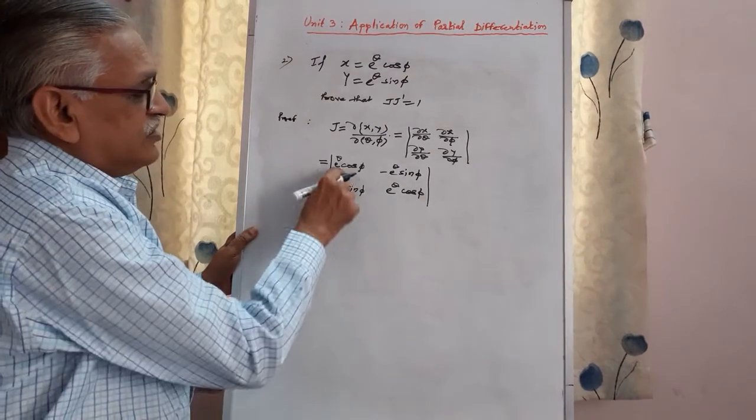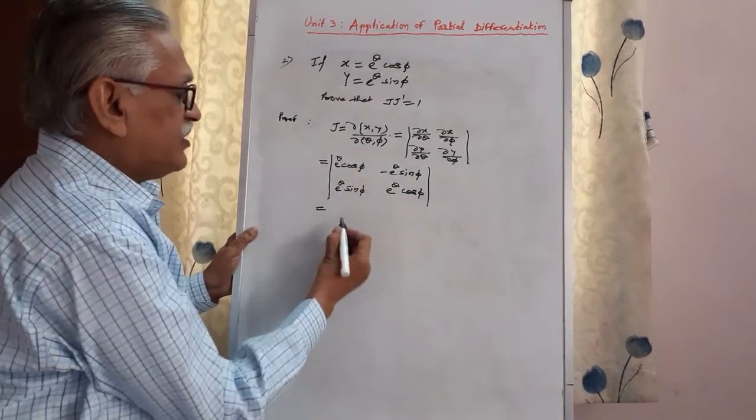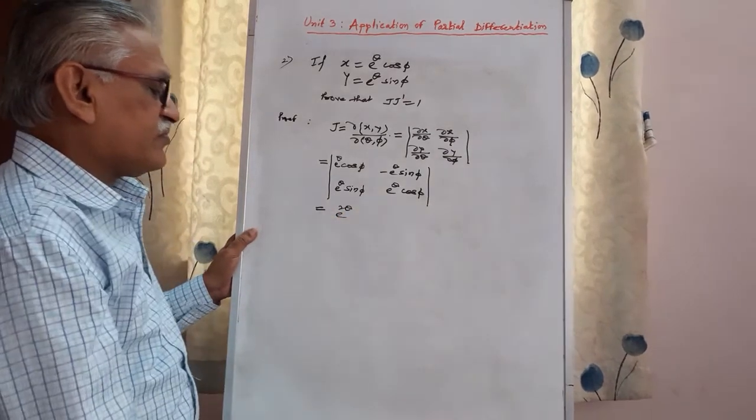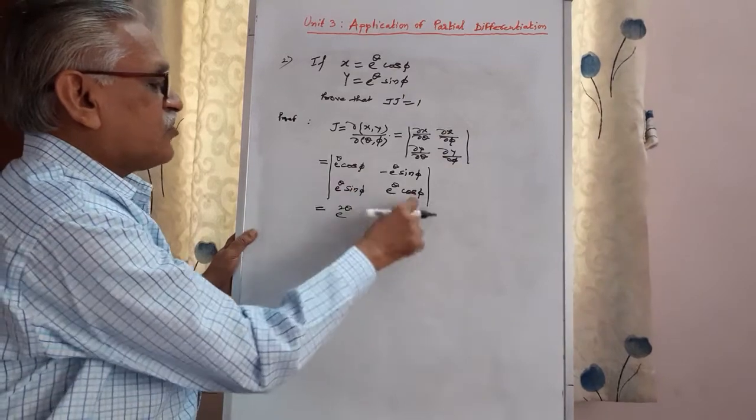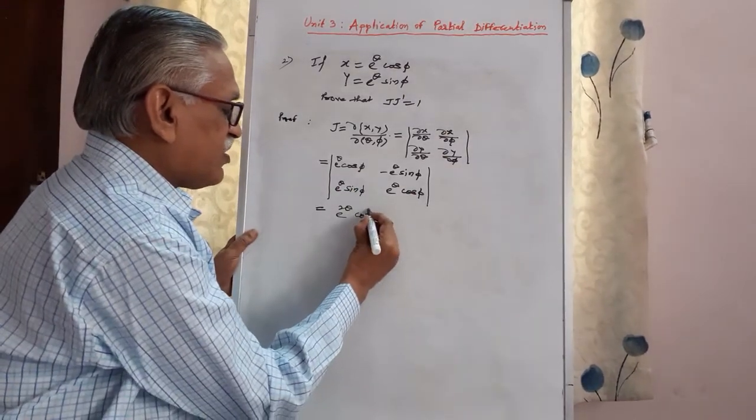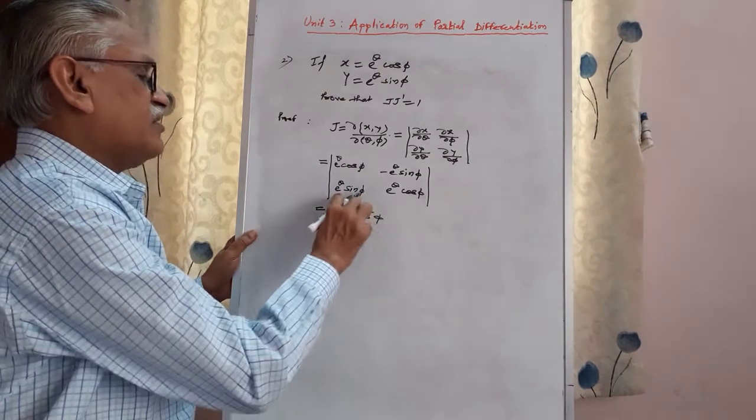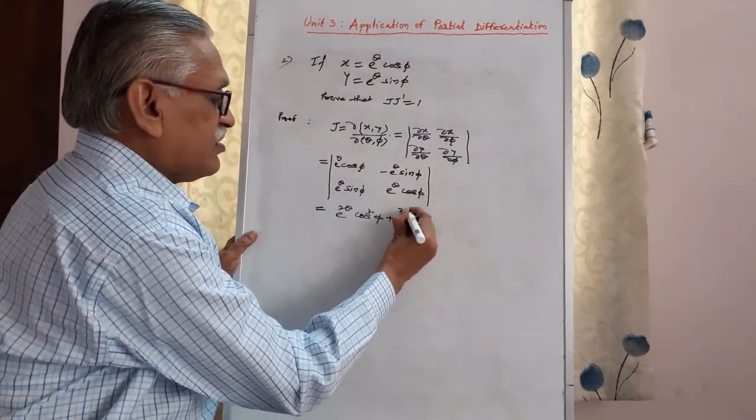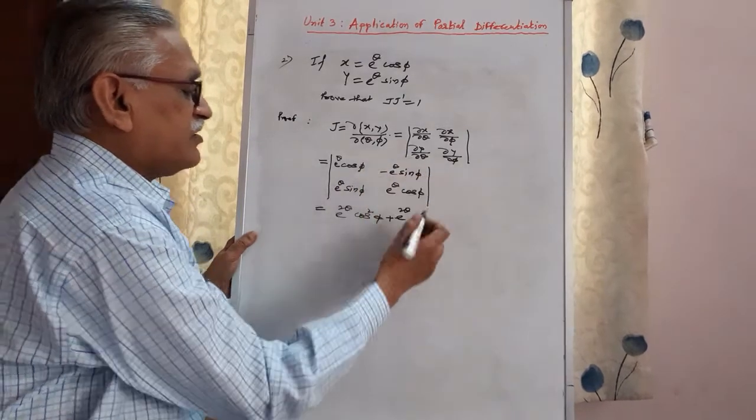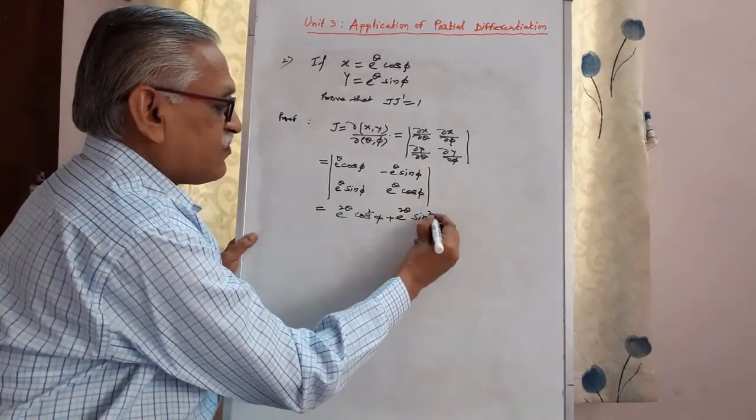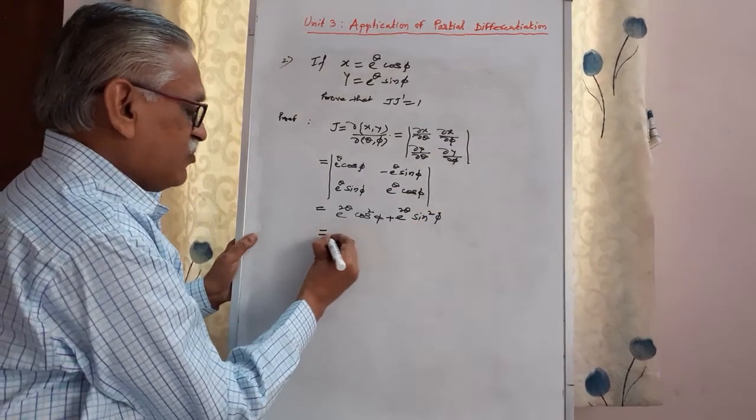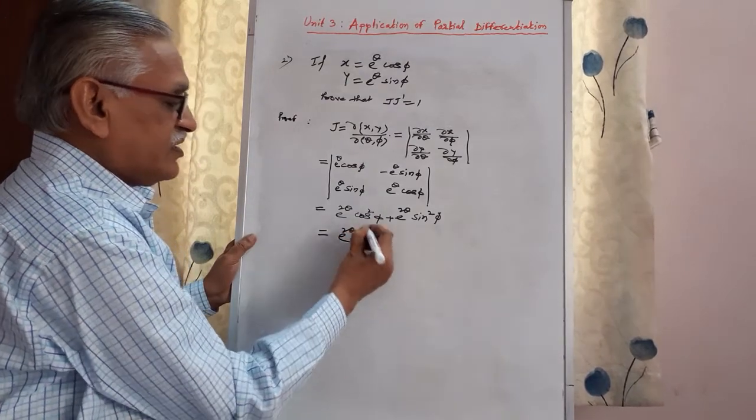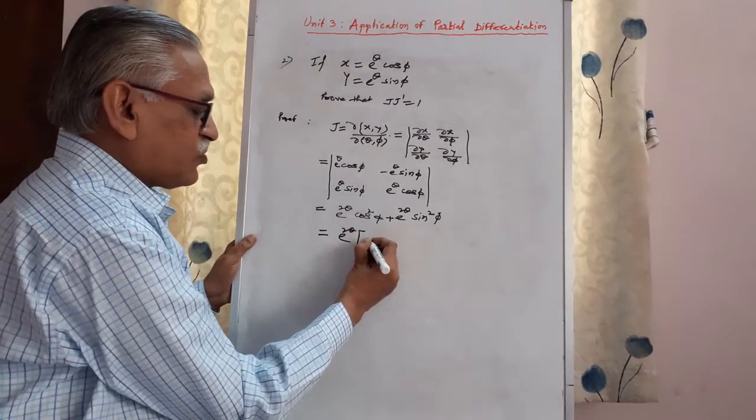Finding its value, this into this, we get e raised to theta into e raised to theta, we get e raised to 2 theta, addition of the power. Cos into cos, we get cos square phi. Minus and this minus, it becomes plus. Again the product is e raised to 2 theta, sin into sin, we get sin square phi. And therefore, from these two terms, I can take e raised to 2 theta common. Here the remaining is sin square plus cos square.